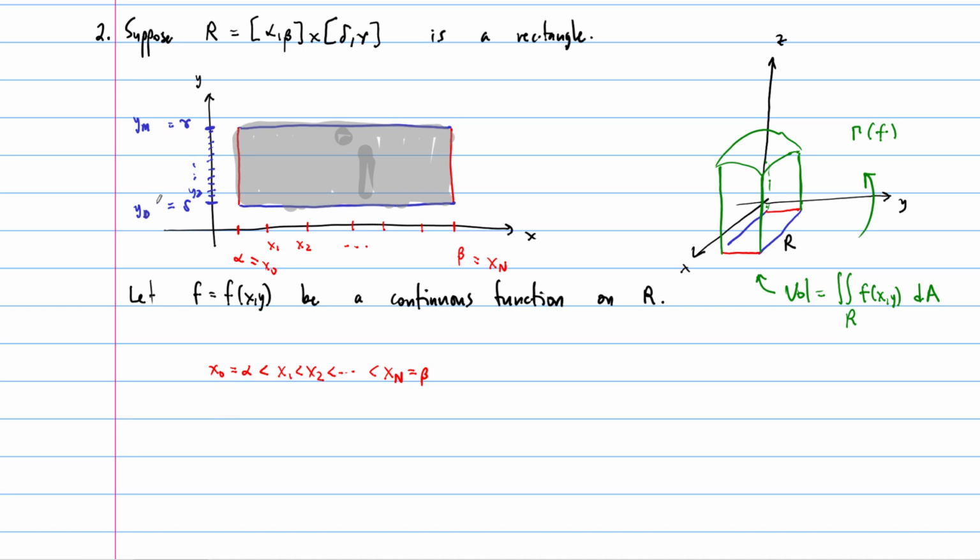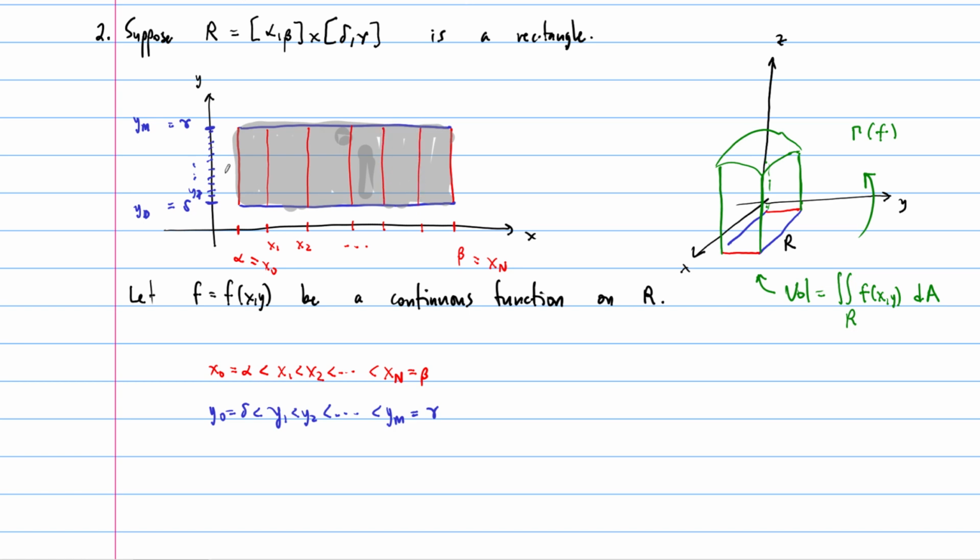This is y0 it starts with. y0, y1, etc. So y0 is going to be equal to delta, less than y1, less than y2. And these work their way up to y sub m, which is going to be our gamma. That's the upper bound. All right, and then we're going to partition. So now we have two partitions, and they're going to work together to now partition the entire region R into sub-rectangles. So not just sub-intervals, but sub-rectangles.